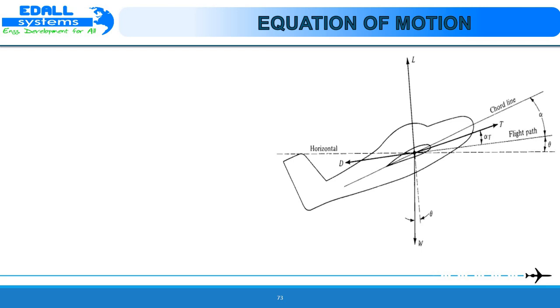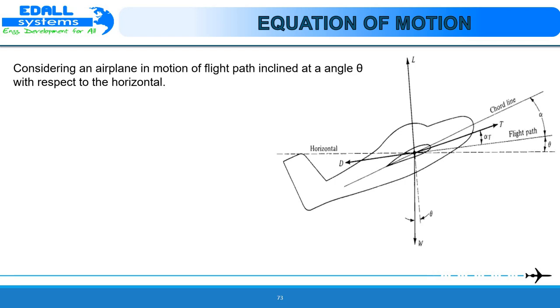be established. Consider an aeroplane in flight. The flight path's direction of motion of the aeroplane is inclined at an angle theta with respect to its horizontal. The flight path's direction and the relative wind are along the same line. The mean chord line is at a geometric angle of attack alpha with respect to the flight path.